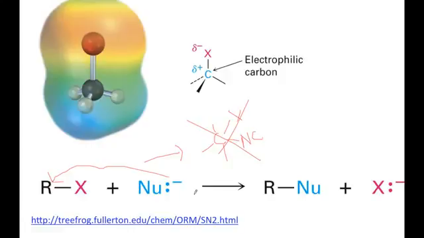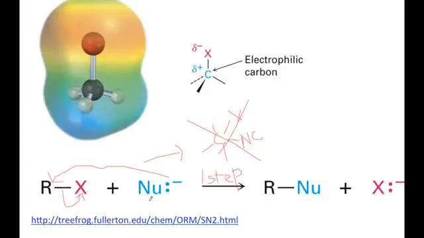The other possibility is that the nucleophile comes in at the same time as the leaving group is leaving. And that would in fact give us a one-step reaction. Nucleophile comes in, leaving group leaves, one step, and this describes the SN2 reaction. The one-step substitution from Chem Activity 13A.